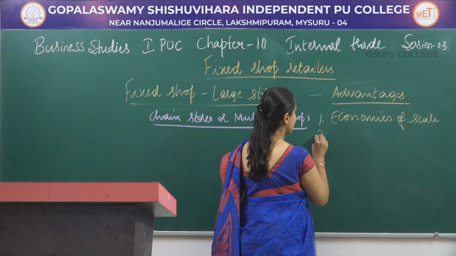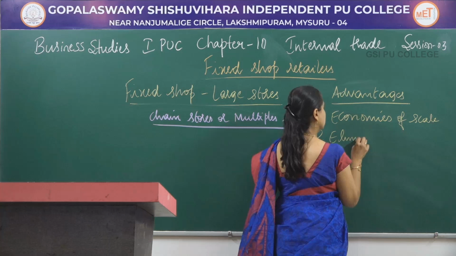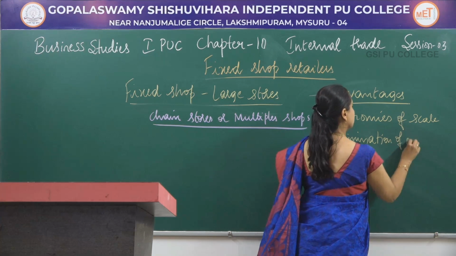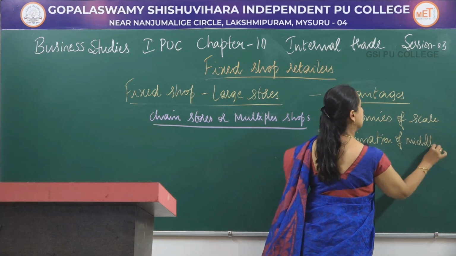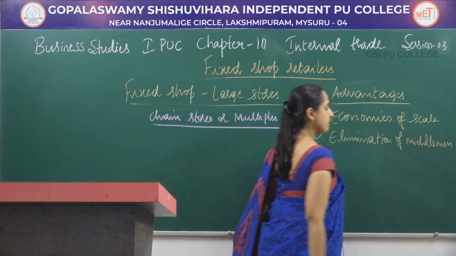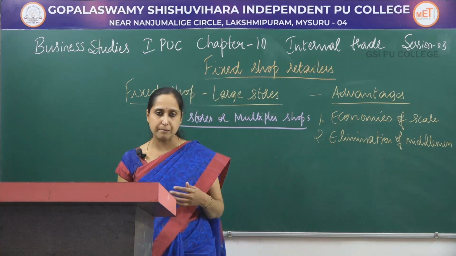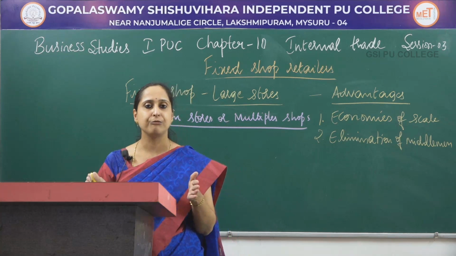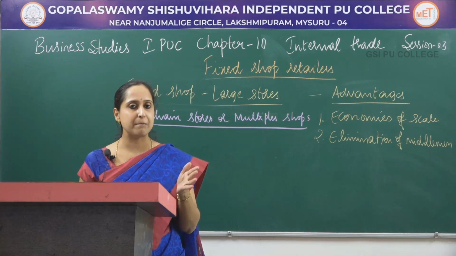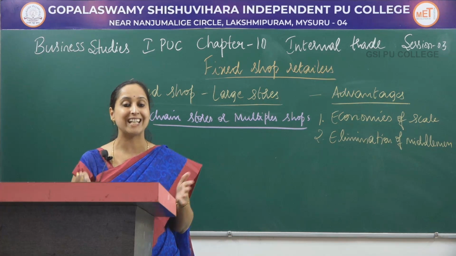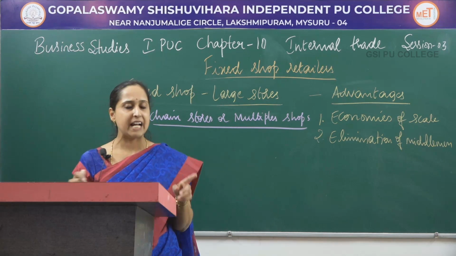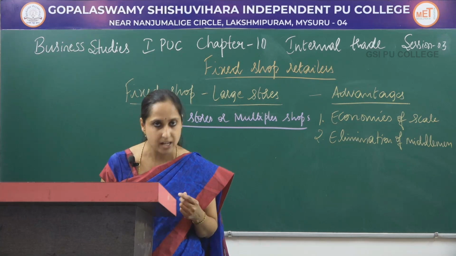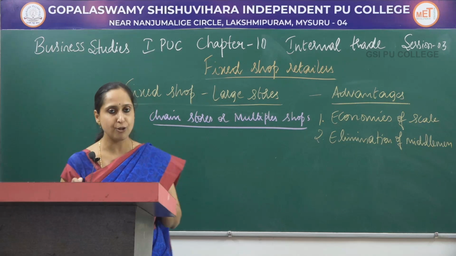Second is elimination of middlemen. See, multiple shops are managed by manufacturers and intermediaries. Here there is no question of middlemen. Whatever products these multiple shops manufacture, they directly sell to customers, and they eliminate unnecessary middlemen when it comes to the sale of goods and providing service. So that is elimination of middlemen.